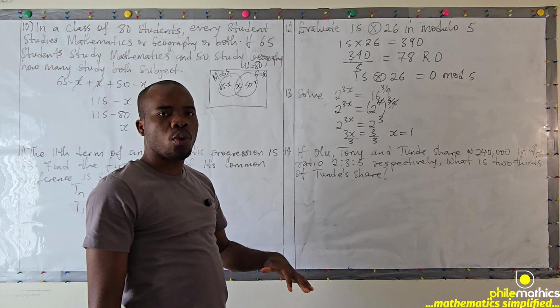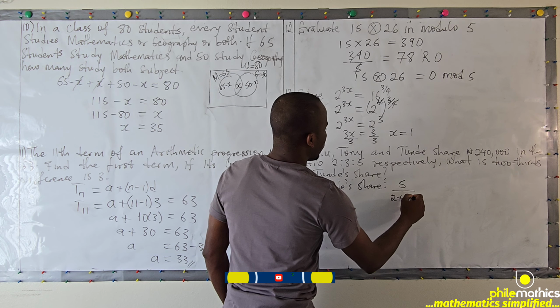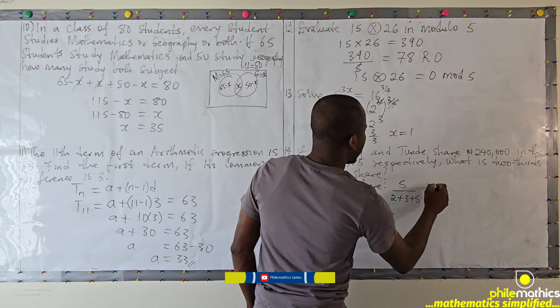So Tunde's share is 5 over 2 plus 3 plus 5, times how much they are sharing. So this is simply 5 over 10 times 240,000. An easier way to do this is 10 times this, which is 240,000 divided by 2. We times by 2 and divide by 2. So this is simply 120,000.